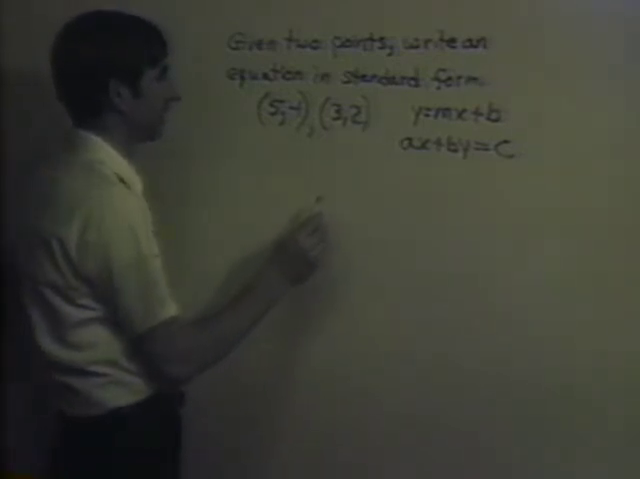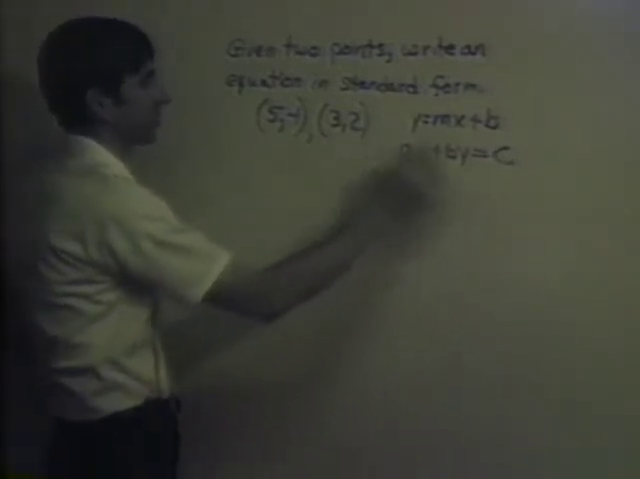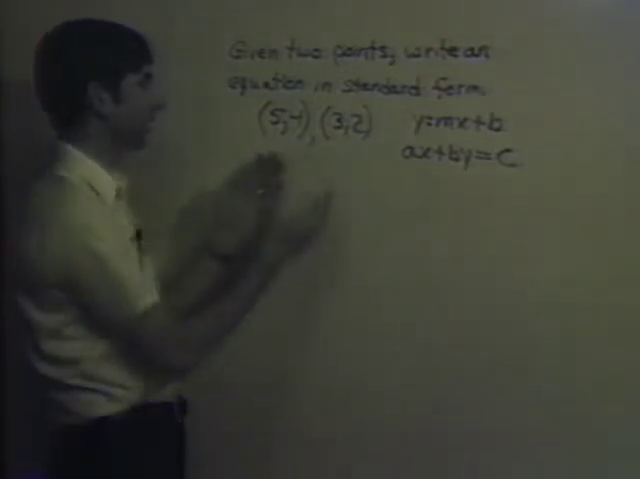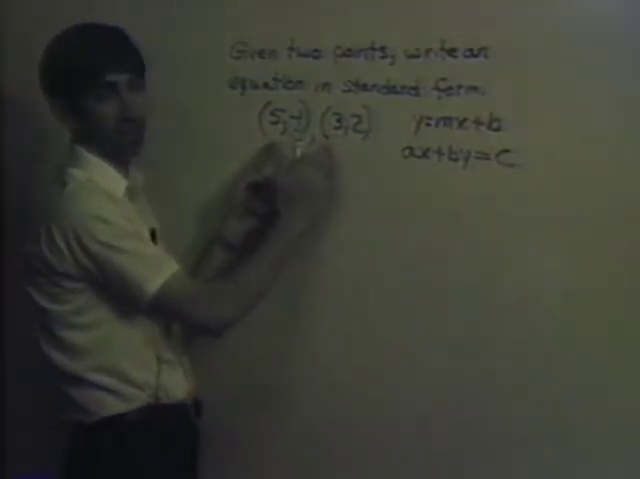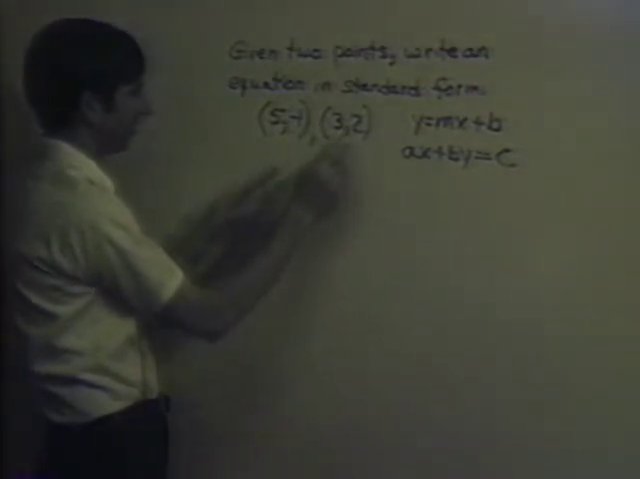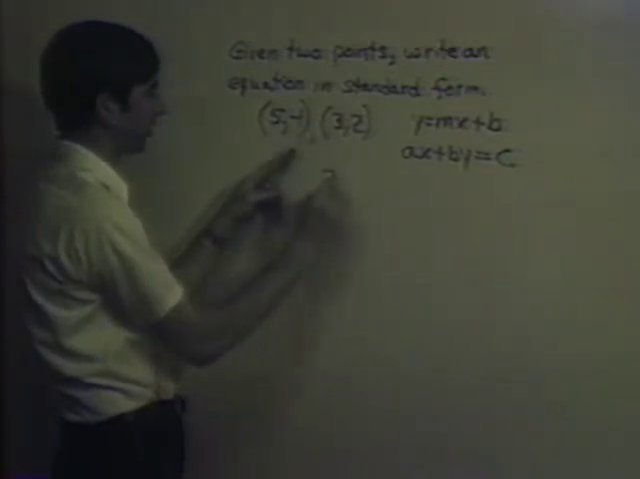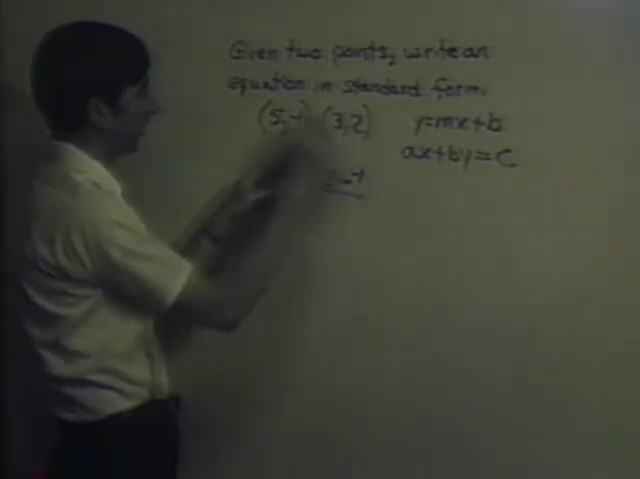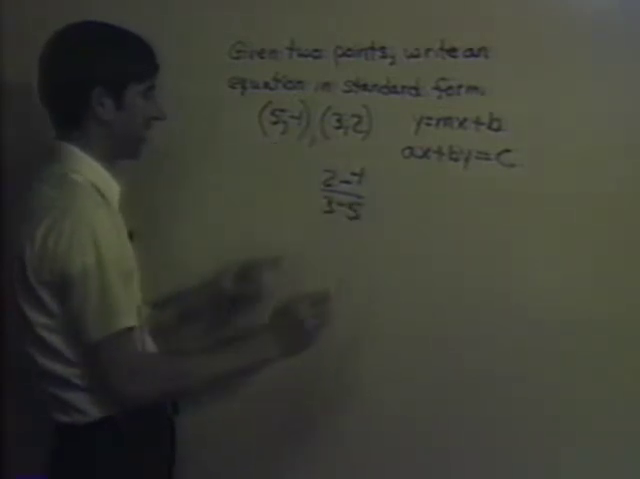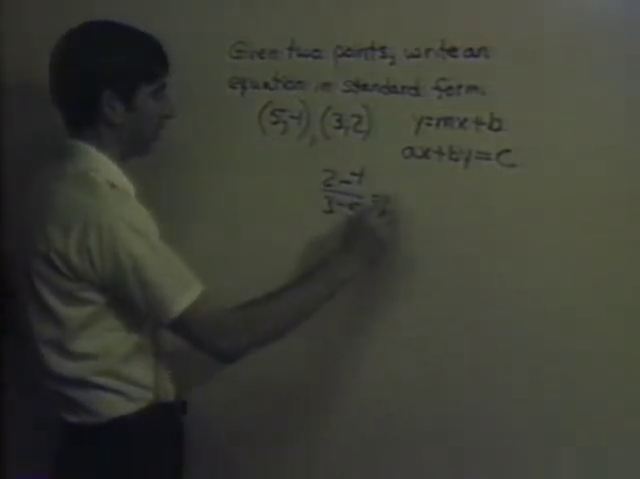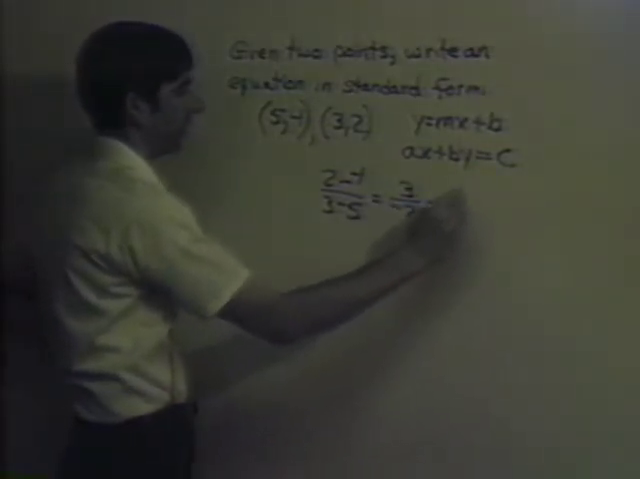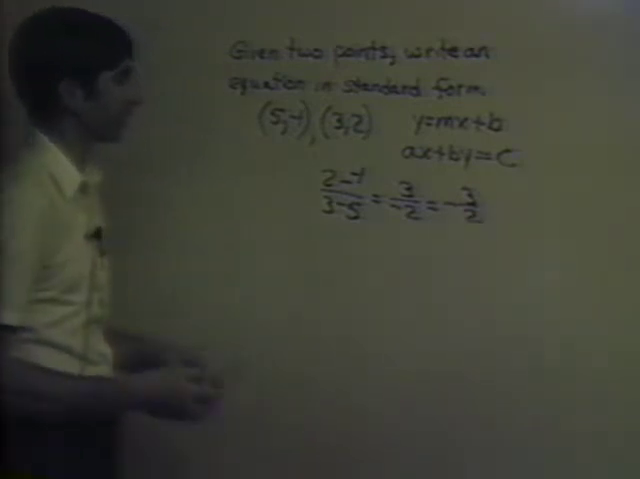I'm trying to find the slope. Okay. Let's use this formula then and find the slope, okay? Well, the slope is going to be the difference in the y's over the difference in the x's, right? Yeah. So let's do that. We can write 2 minus a negative 1, the difference in the y's, over the difference in the x's, which would be 3 minus 5, okay? Yeah. And that will give us what? 3 and negative 2. Okay, so we've got a slope then of negative 3 halves, excuse me.